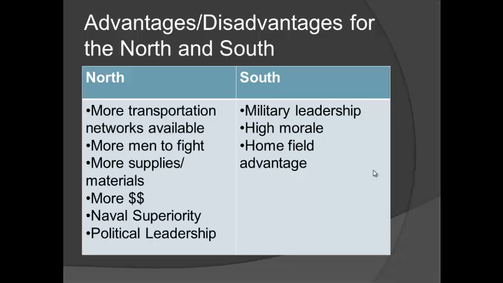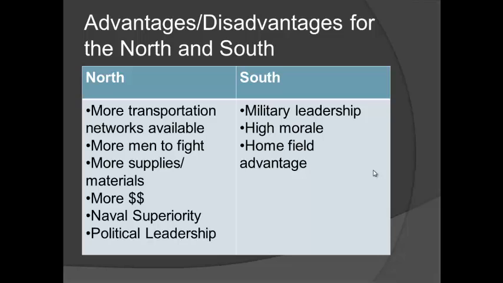Also, more supplies, more materials. Because of industrialization, they can mass produce things like weapons, uniforms, all the basic necessities needed to fight a war. We see more money because, again, a wealthier area, more manufacturing, larger area as well. So this money will be beneficial in supporting a large military action.